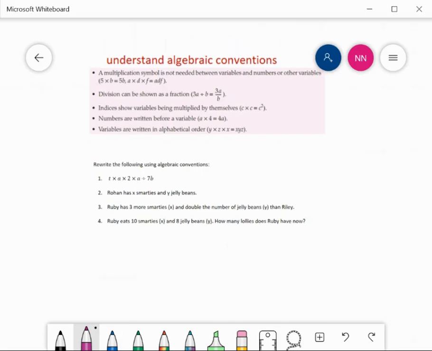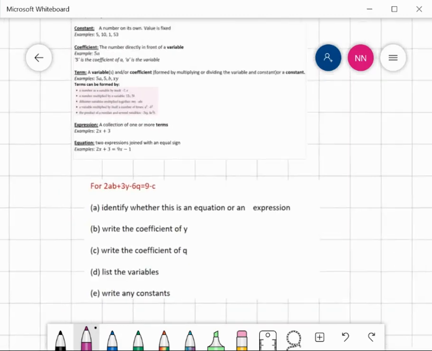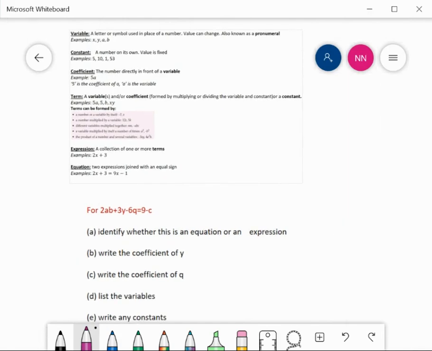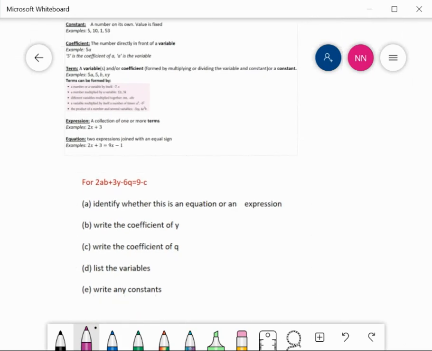We are going to just do an example on testing if we can identify what our algebraic terms are. The terms being variable, constant, coefficient, term, expression, and equation. So these are the specific algebraic language that we are going to be using. All right, let's have a look at this example.